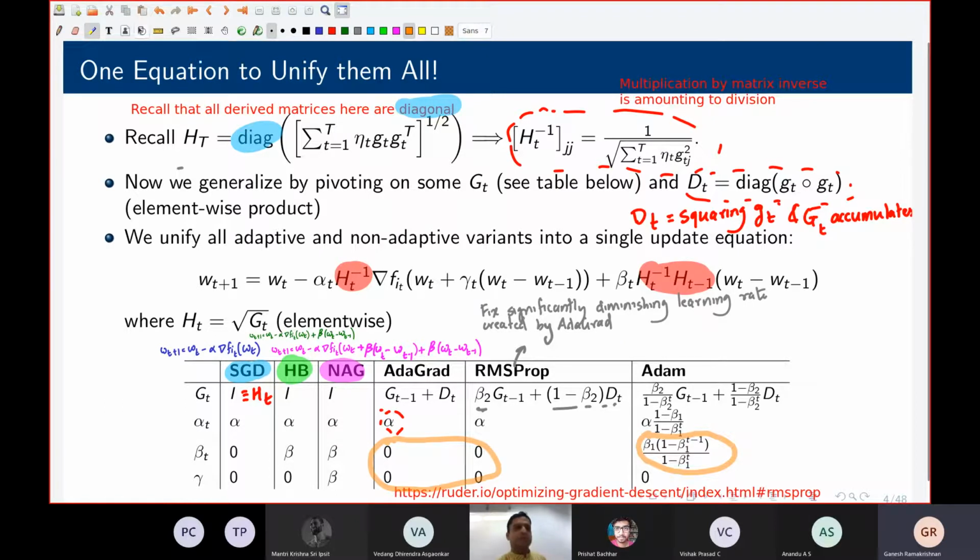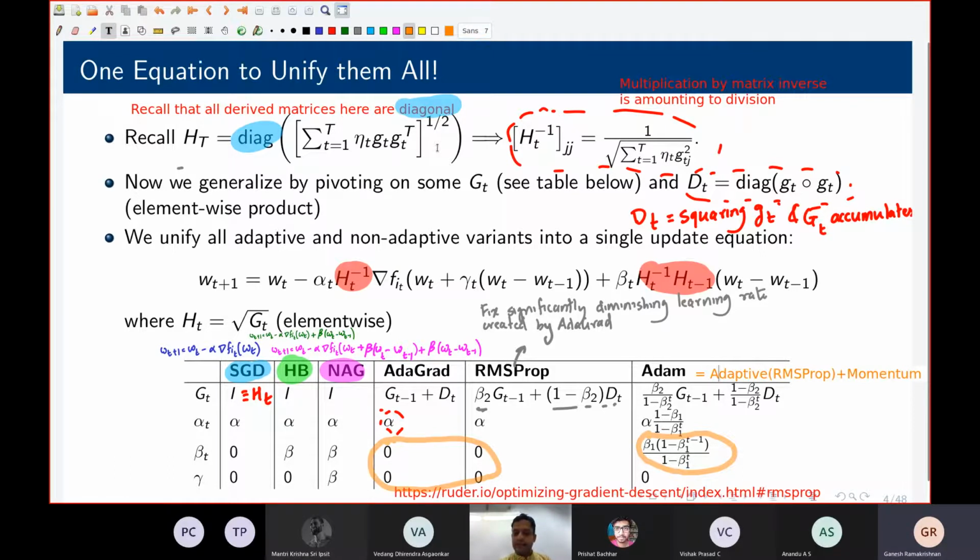That's it. So Adam is adaptive through RMS prop. It looks more like RMS prop because it has this beta 2 based convex combination of GT minus 1 and DT. So you can think of adaptive based on RMS prop plus momentum. Momentum looks more like heavy ball momentum. Okay, so this is basically the overall landscape.